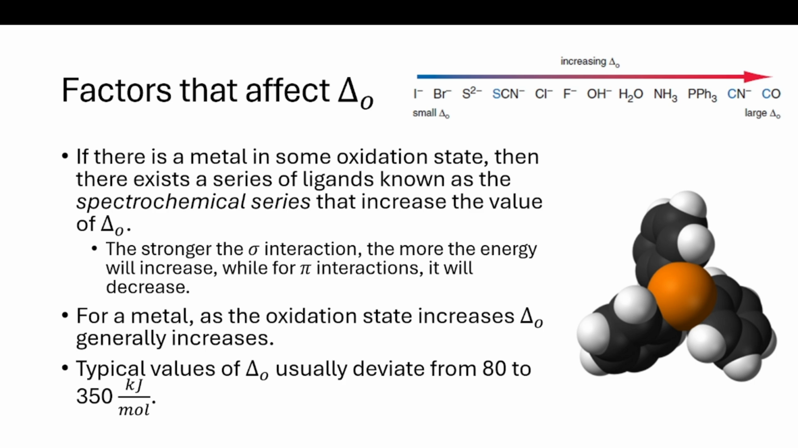However, splitting energy does not always have to be affected just by the ligands. Generally, as the oxidation state increases in a metal complex, the splitting energy will increase. Now, typical values for splitting energy are usually going to be from 80 to 350 kilojoules per mole.